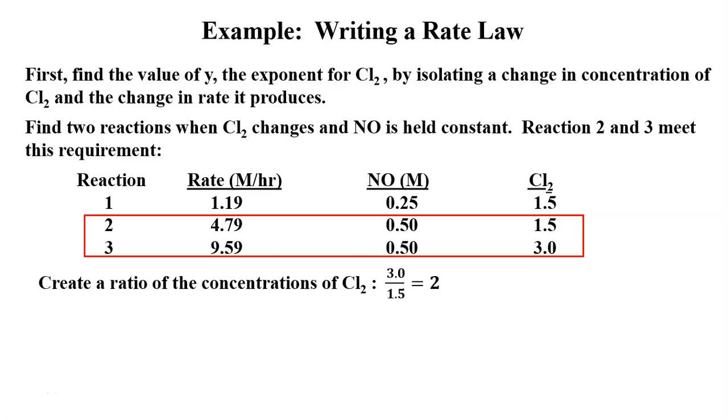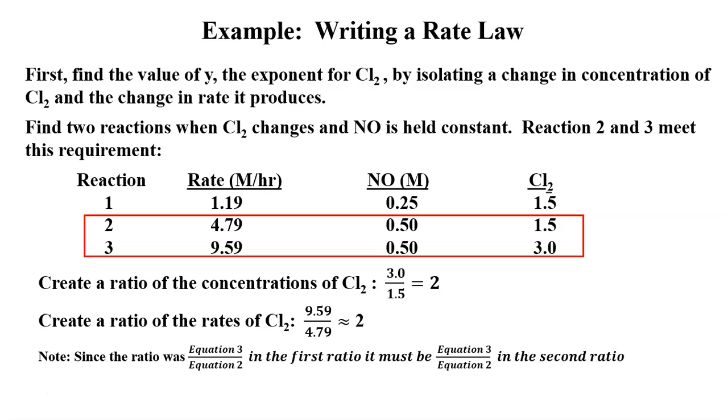We could have done it the other way around, but you don't want to deal with decimals if you don't have to. And now we're going to do the same thing with the ratio of the rates. And we're going to put equation 3 on top of equation 2. So it's 9.59 over 4.79, and that gives you approximately 2, close enough. And again, since the ratio was equation 3 over 2 in the first ratio, it's got to be equation 3 over 2 in the second ratio.